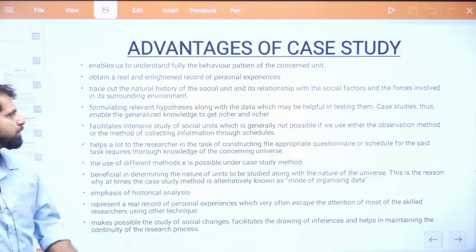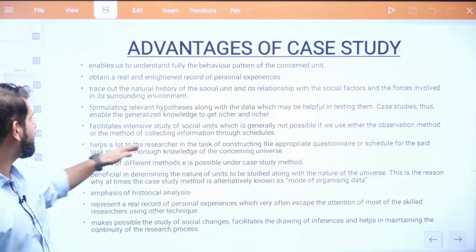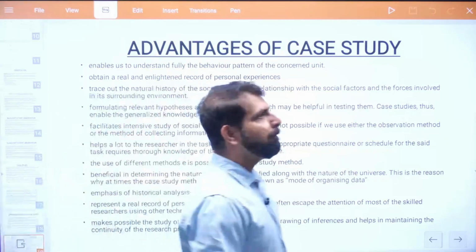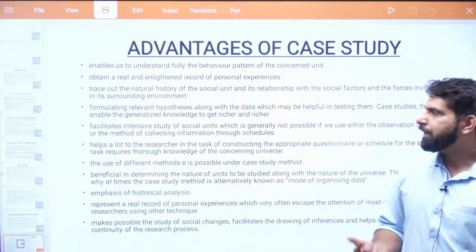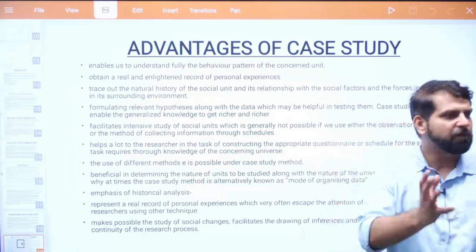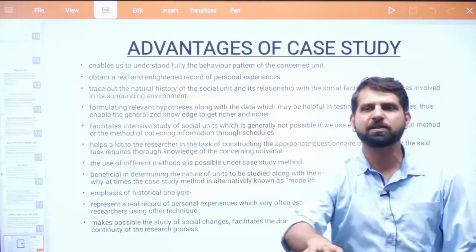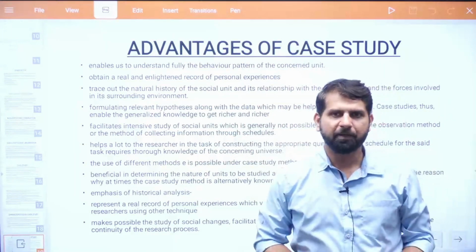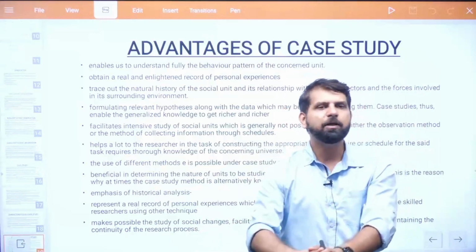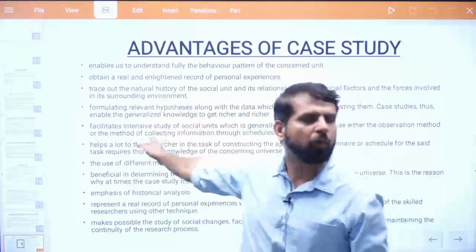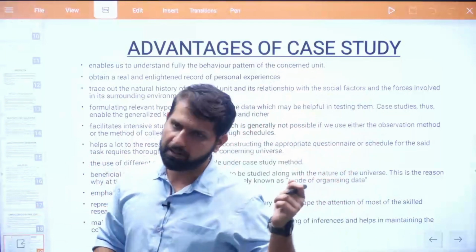Formulating relevant hypotheses. Intensive study of social units, which is not possible if we use the observation method or schedules. So you see, being a meta method using the triangulation process, now you have a battery of methods with you to study a particular phenomenon. In observation, you cannot focus upon so many things at a point of time. If you are doing total participant observation, you will not be able to identify all these things which you are able to identify through the case study method. Things will be left out, but here you have a battery of methods which you are carrying with yourself.